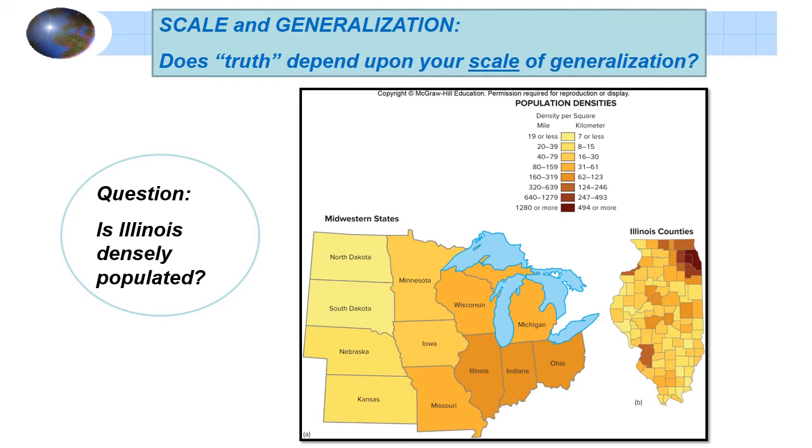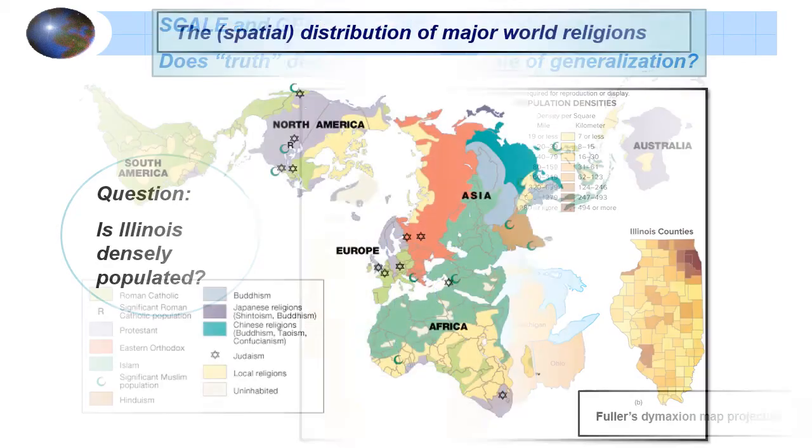We'll come back to this topic about scale and generalization and what scale on a map does for you at a later time. Because the generalizations you could make at a local scale might be different than the generalizations you could make at the national scale, and different from the generalizations you might make at the global scale. So more on that at a different time.